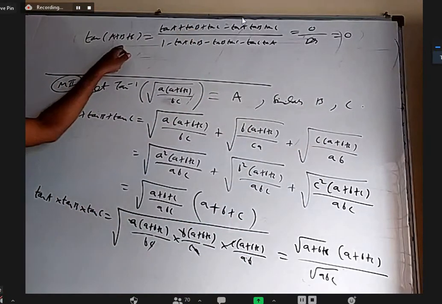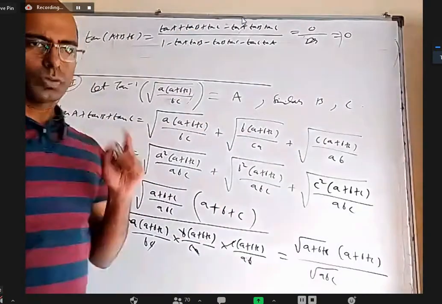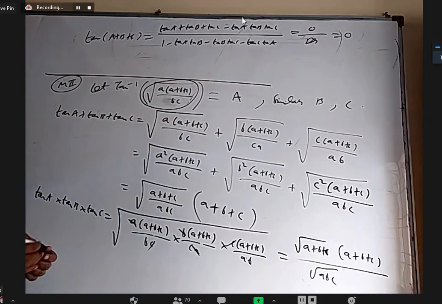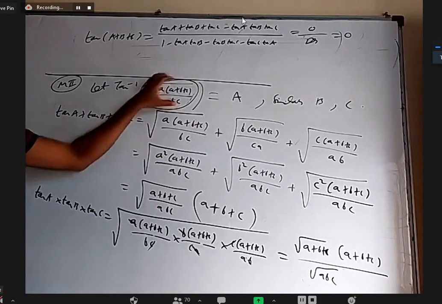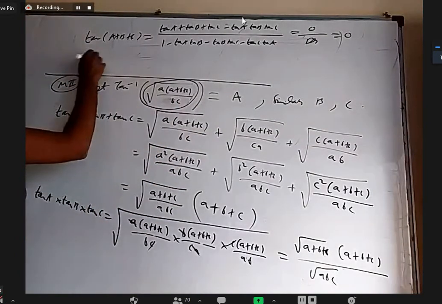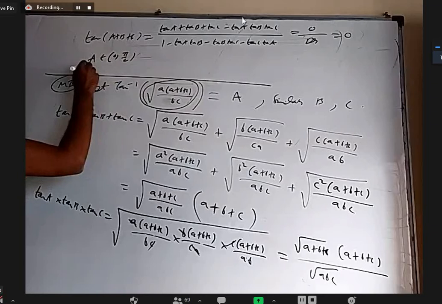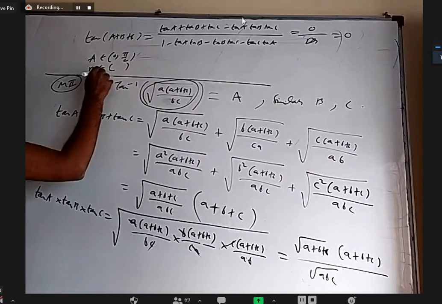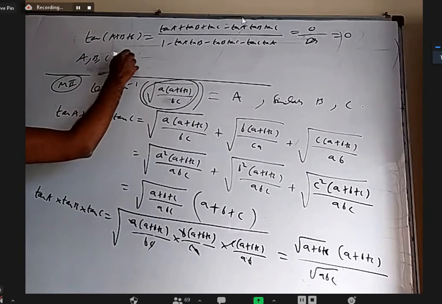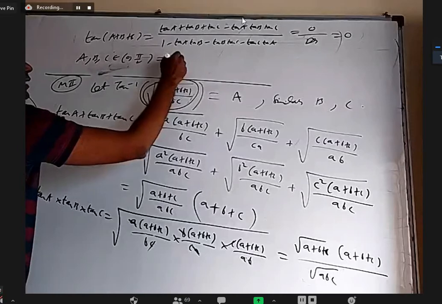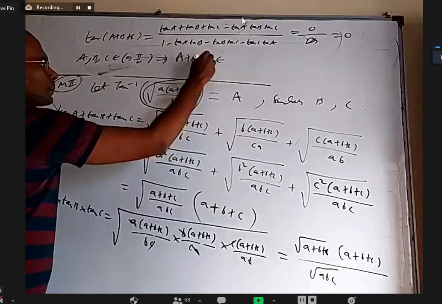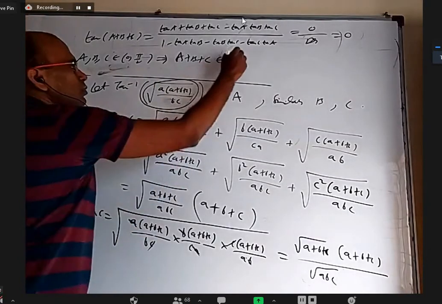Now one may say tan of something is 0. Should I write a plus b plus c as 0? No. Listen carefully now. Is this a positive number? Yes, sir. If this is positive root of something, tan inverse of that will lie between 0 to pi by 2. I know angle A belongs to open interval 0 to pi by 2. B also same. C also same. Maybe I can even write all: A, B, C belongs to open interval 0 to pi by 2. This implies A plus B plus C belongs to what? 0 to 3 pi by 2.